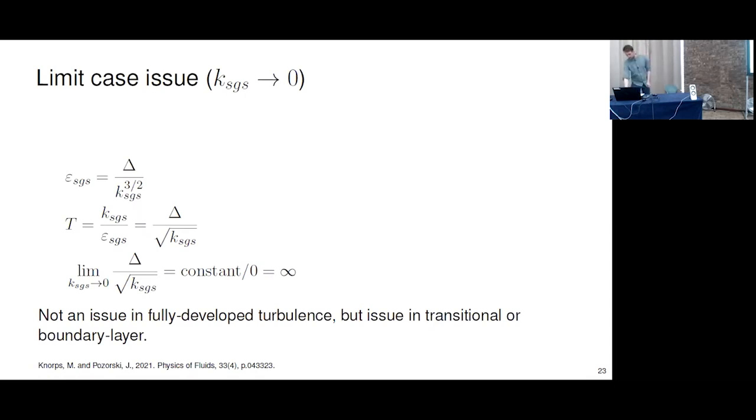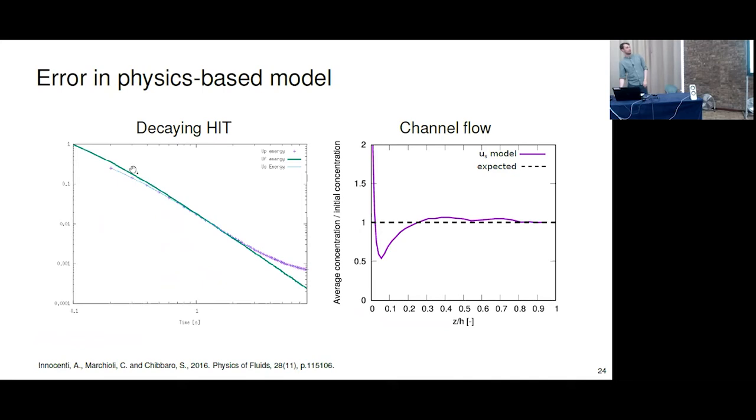Whereas if we have decaying homogeneous isotropic turbulence, what you see here is that because the time scale goes to infinity, the fluid velocity can't adapt. So it has a history, essentially.